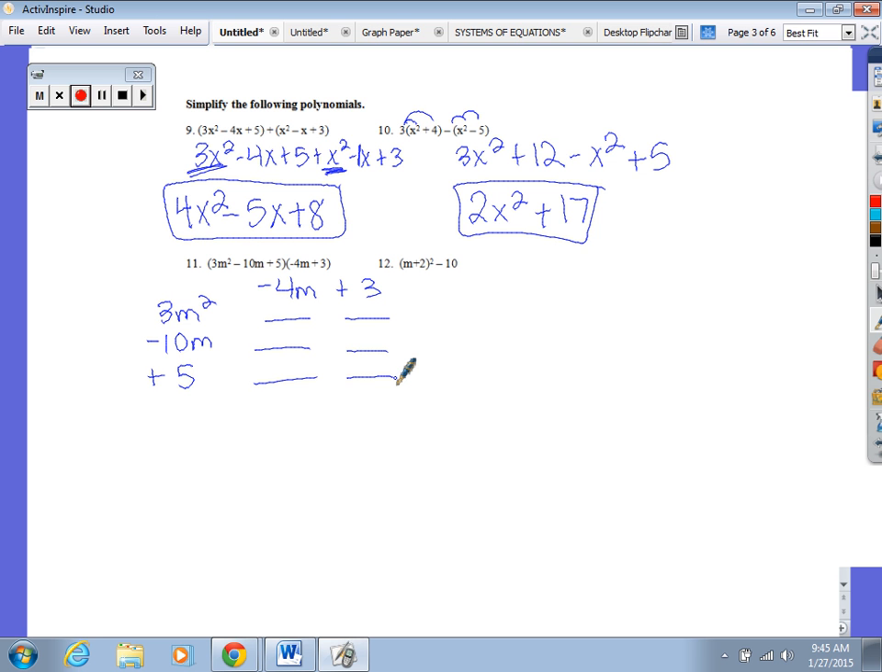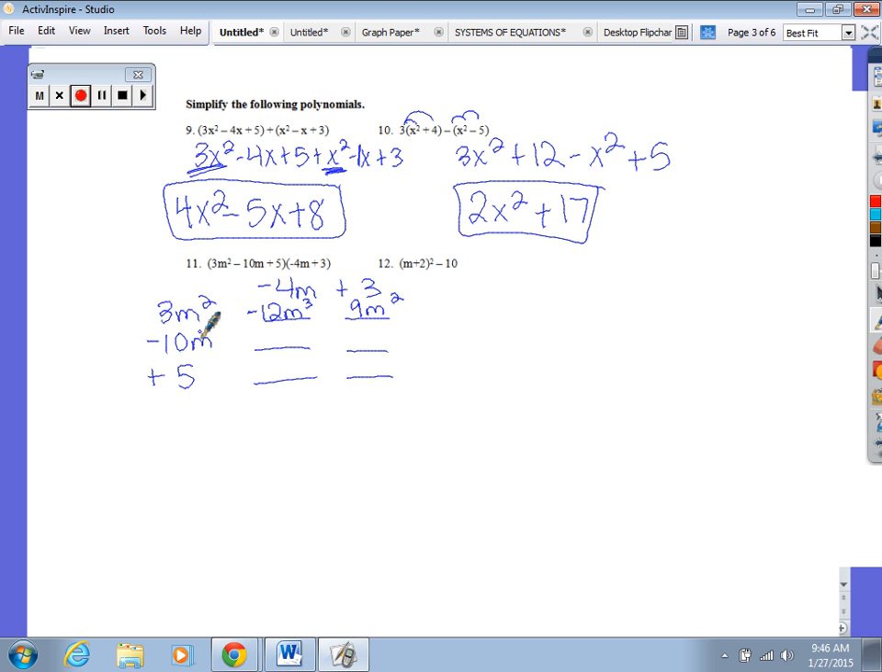Okay, so from here, if I multiplied these two terms together, what would I get? M to the third, because you have 3 m's. What if I did this guy with this guy? 9m squared.